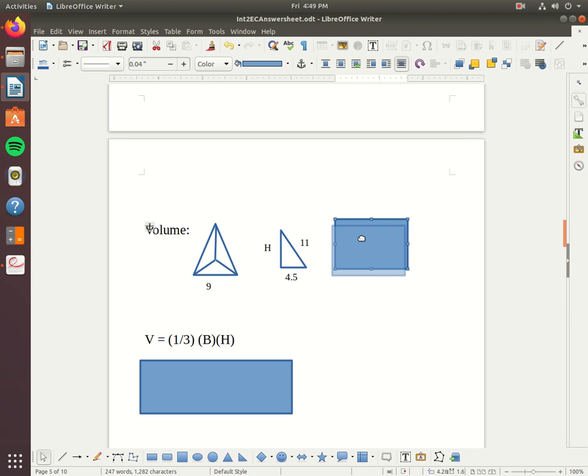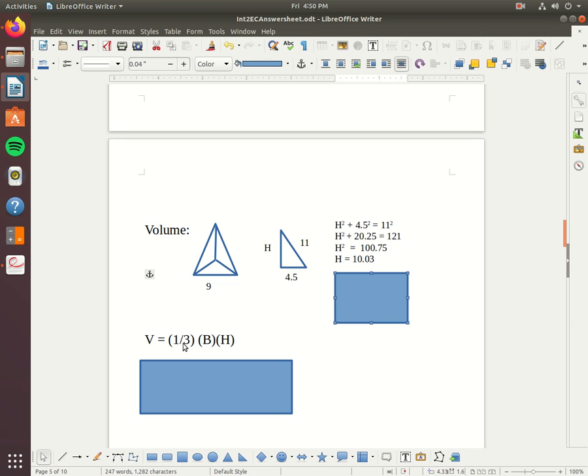But long story short, I'm going to use the Pythagorean theorem again. h squared plus 4.5 squared is going to equal 11 squared. Just do the math on that. 4.5 squared is 20.25. 11 squared is 121. Subtract 20.25 from each side. I get 100.75. I take the square root of that, and I get an h of 10.03.